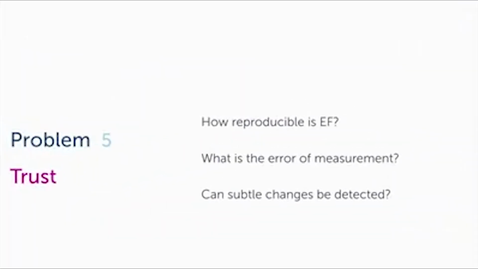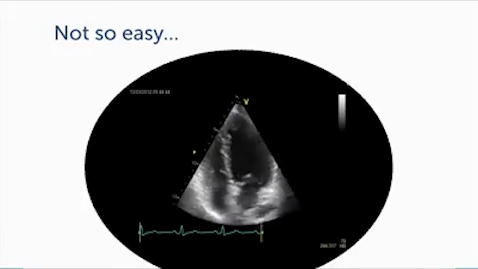So, how reproducible is ejection fraction really? What is the error of measurement, and can we detect subtle abnormalities which would be so important to see if we want to, of course, make a very sensitive diagnosis, and if we want to steer therapy and see if therapy is actually effective? Well, it's not so easy.